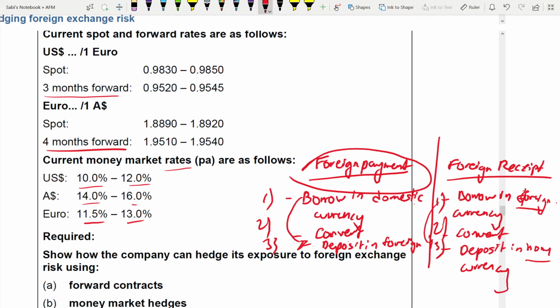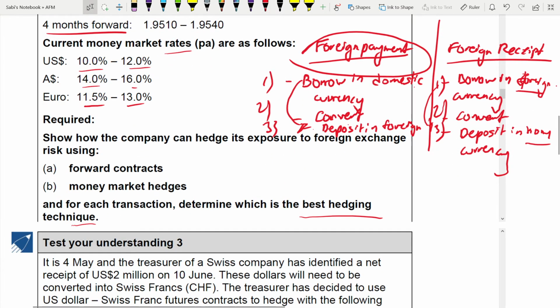We will be doing both forward and money market, because I want to show you how to compare the two and say which one is the best. For the borrowing part and the depositing part, we need the interest rates. Not all, but we need to pick which interest rate is applicable for borrowing and for which currency we are depositing. That's why it's given. To convert, you have to use the exchange rate. So now let us start with the forward.